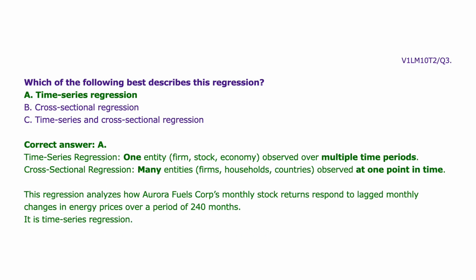Time series data involves many observations from different time periods for the same company. In this case, the regression focuses solely on one entity, Aurora Fuels Corp. Time series regression is defined by its use of many time periods, for example, the 240 months mentioned in the question for a single subject.